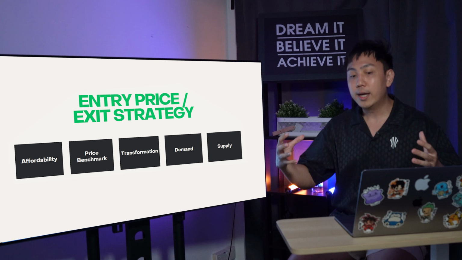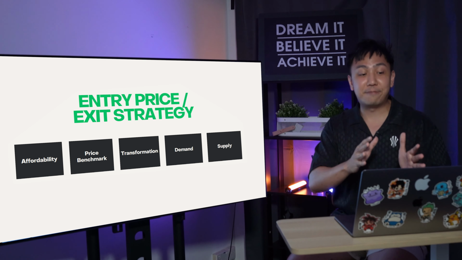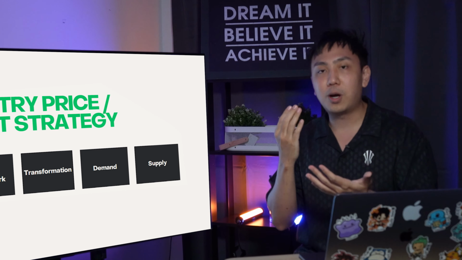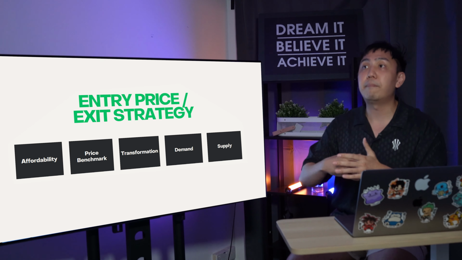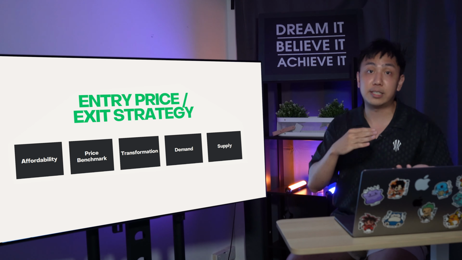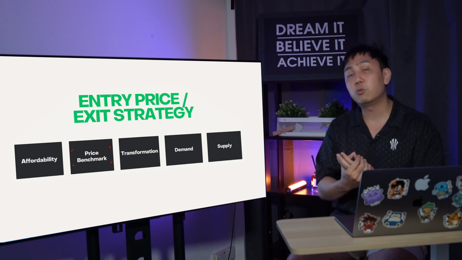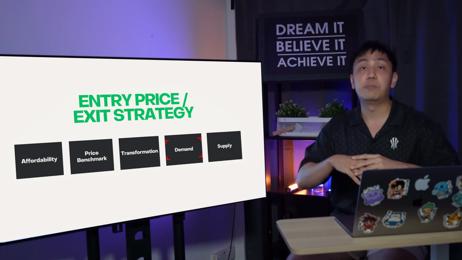When it comes to entry and exit strategy, I've actually broken up into 5 different elements. The first would be affordability, because if you can't afford that, you can't purchase lah. And no point buying something where the monthly installment is so high that it stresses you out. The second would be price benchmark. Third would be transformation. Fourth would be demand, and lastly would be the supply of the area.